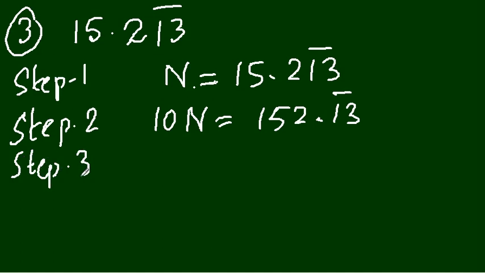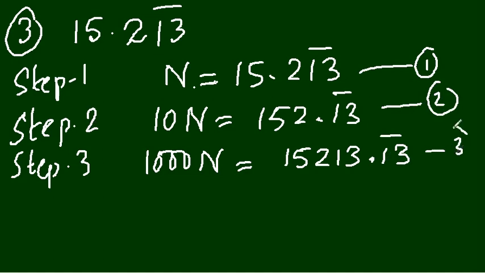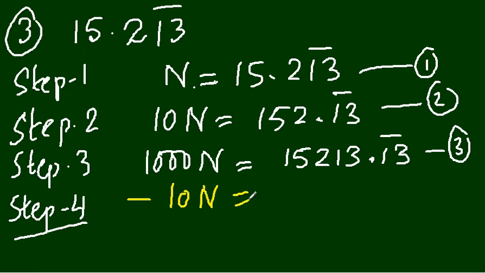So if I multiply this with 100, I will get 1000n is equal to 15213.13 bar. And now if you can see, equations number 2 and 3 have the same decimal part. So now I can follow the same step as before. I just subtract. So I subtract 2 from 3. So let me change the color. So minus 10n, put the decimals properly below, 0.13.